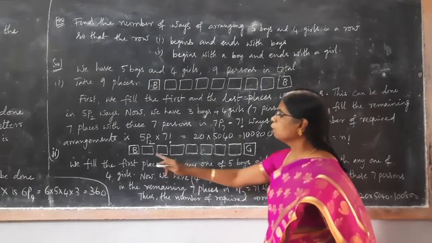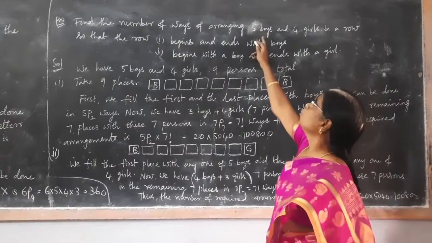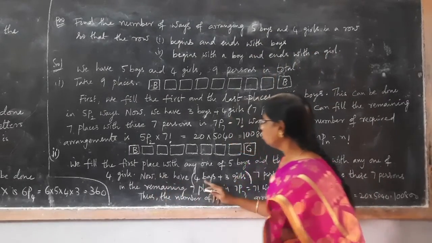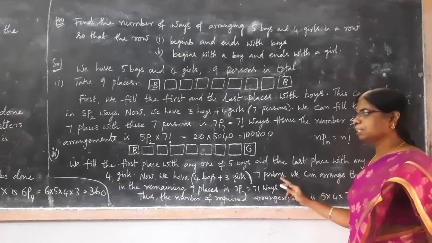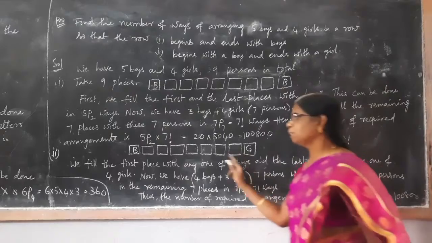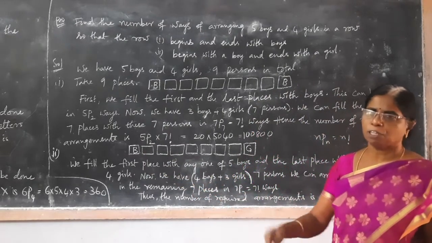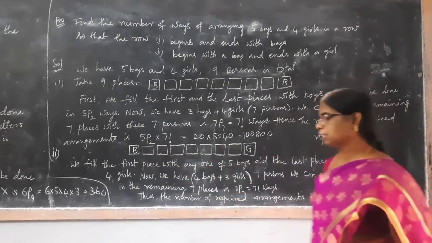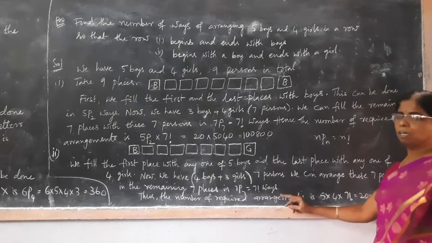We have here one boy, here one girl, we filled them, so still we have 4 boys and 3 girls. Look here, now we have 4 boys and 3 girls. Again 7 persons. Using these 7 persons, we can fill these 7 places. So to fill 7 places, we take 7 persons out of 7 and arrange them here. So this can be done in 7P7 ways, that is 7 factorial ways.